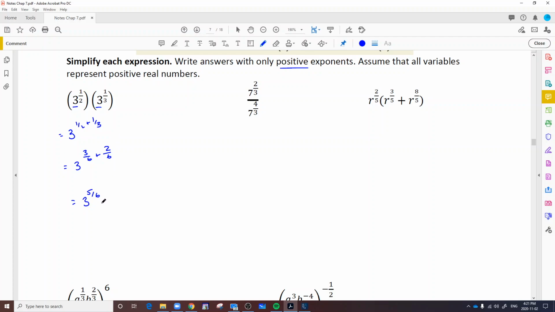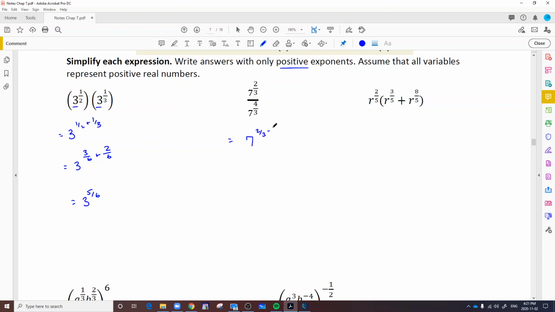If it said write it as a radical, I could then change it as the 6th root of 3 to the exponent 5 if I wanted to, but if it doesn't specify, you can leave it. All right, so here we've got a division. So we have 7 to the 2/3 divided by 7 to the 4/3. When dividing powers of the same base, you subtract the exponents.